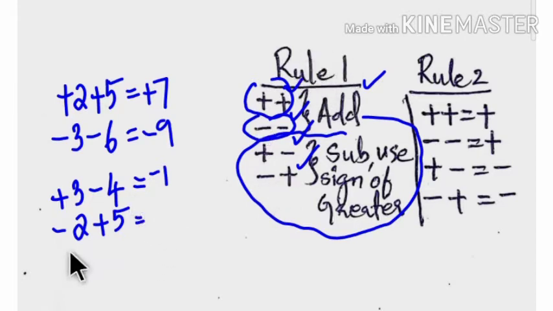So while we are doing these kinds of problems, we should apply the same rule. Subtract the numbers and use the sign of greater number. So subtract the numbers: 5 minus 2, answer is 3. Use the sign of greater number. Here greater number is 5. So sign of 5 is plus. So use this sign plus in the answer. So the answer is positive 3 or plus 3.